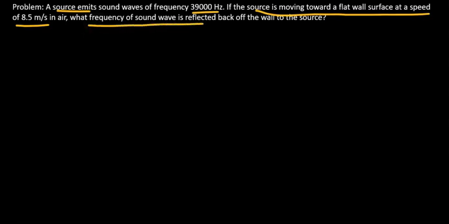Problem 3. A source emits sound waves of frequency 39,000 Hertz. If the source is moving toward a flat wall surface at a speed of 8.5 meters per second in air, what frequency of sound wave is reflected back off the wall to the source?